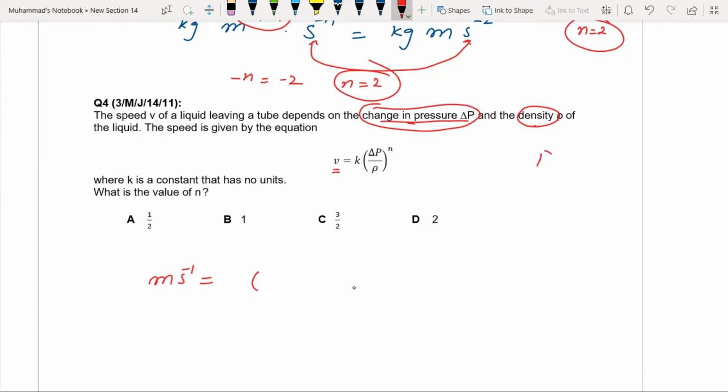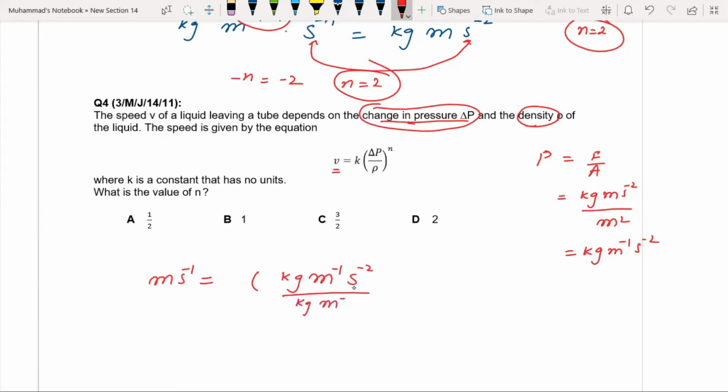So change of pressure and pressure, you know that is force over area. Force is kg meter per second square, over area which is meter square. First simplify this: kg m to the power 1 minus 2, that is minus 1, s minus 2. So put over here kg m minus 1 s minus 2 divided by rho, which is mass per unit volume, that is kg over meter cube, whole power n.